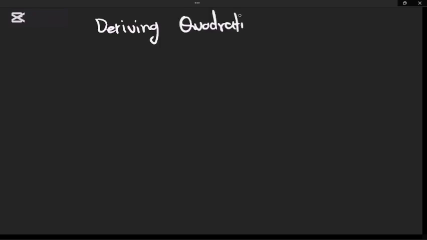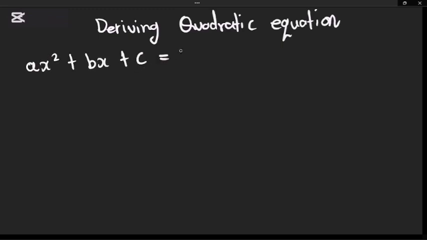Hello guys, in this video we'll be deriving the quadratic equation using the parabola function, which says that ax squared plus bx plus c is equal to 0. So in order to derive it, you have to complete the square for this parabola equation. How do you complete the square?